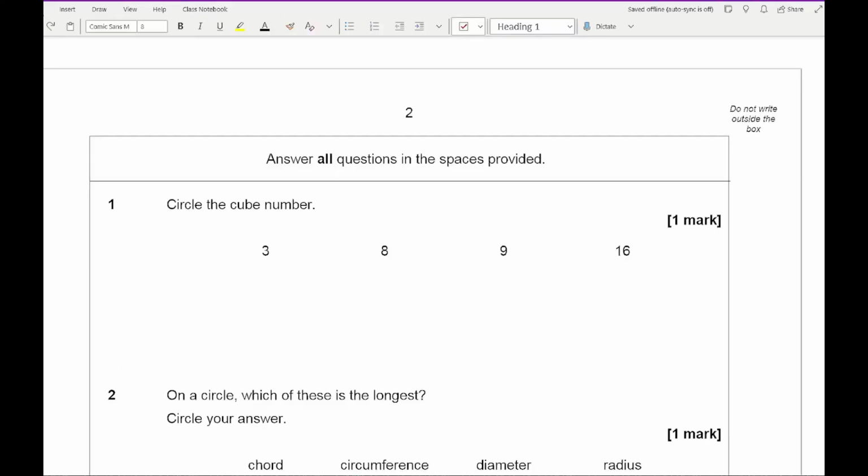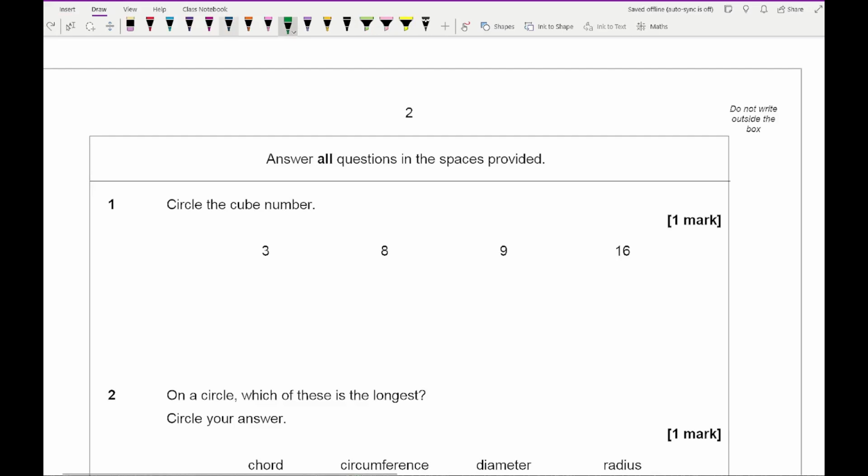So let's get started on question 1. Question 1 says circle the cube number. So you just need to go through your memory of cube numbers, in which the one that you need to circle is 8, as that's 2 cubed.